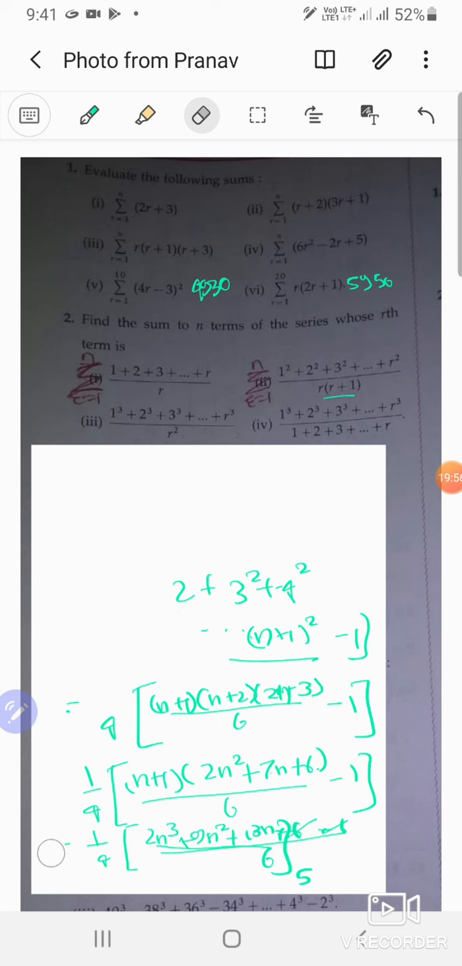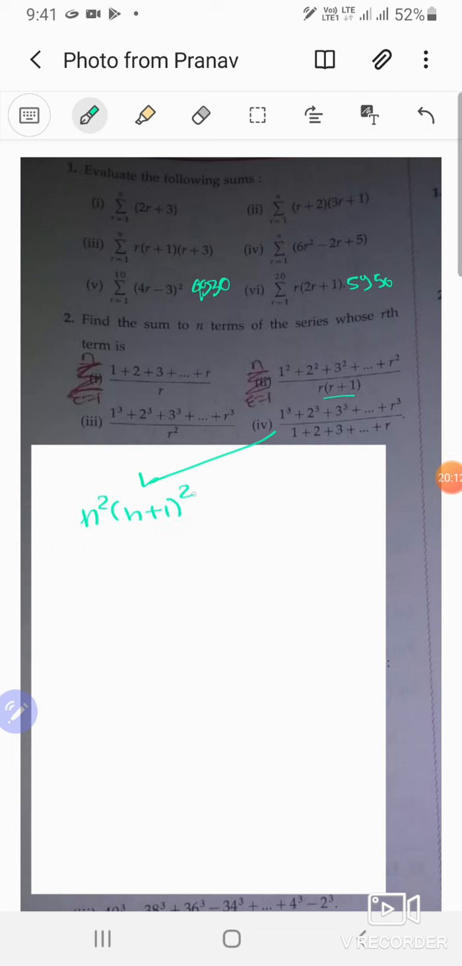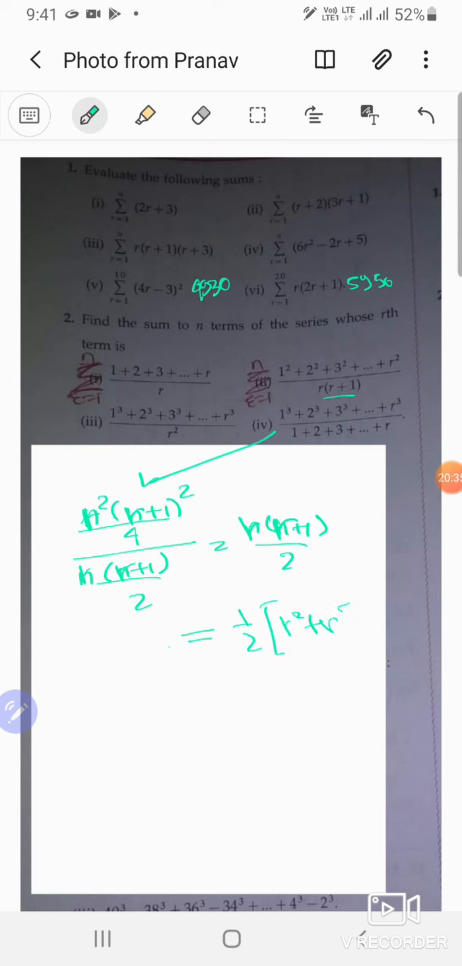So the next question is, oh, that looks amazing. You have 1 cubed plus 2 cubed plus 3 cubed all the way till r cubed upon 1 plus 2 plus 3 all the way till r. So this can be written as r squared into r plus 1 squared upon 4 divided by r into r plus 1 upon 2, which turns out to be r into r plus 1 upon 2. That turns out to be half of r squared plus r.